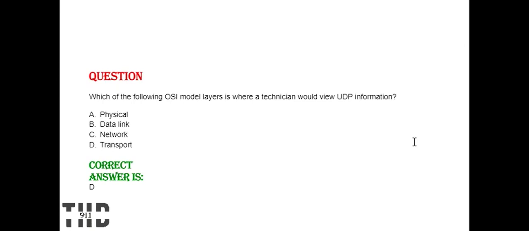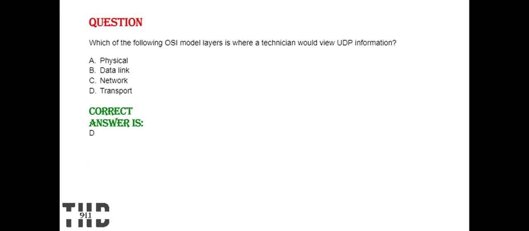Which of the following OSI model layers is where the technician would preview the UDP information? Option A, physical. Option B, data link. Option C, network. Option D, transport. The correct answer is option D.